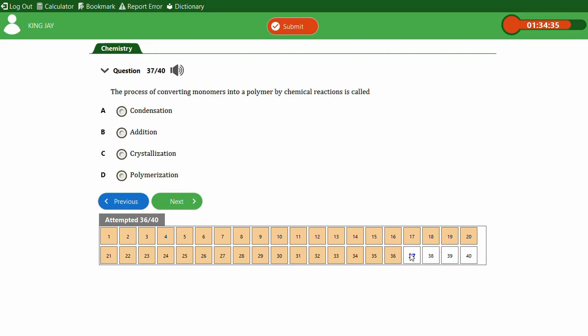So question 37. The process of converting monomers into a polymer by chemical reaction is called polymerization. Just take some time to think. A, condensation, B, addition, C, crystallization, D, polymerization. Even from the word polymer, monomers to polymer is polymerization. So the answer is D.